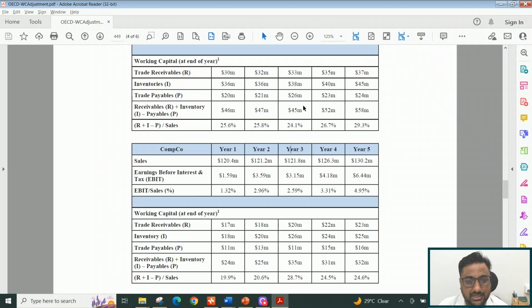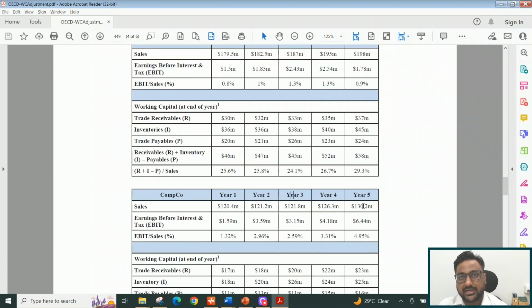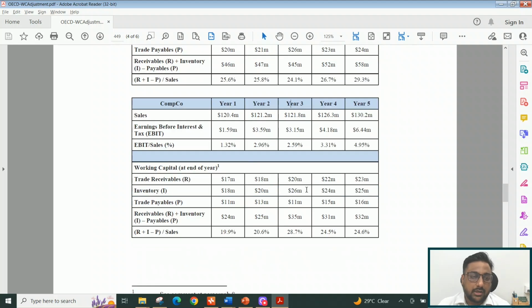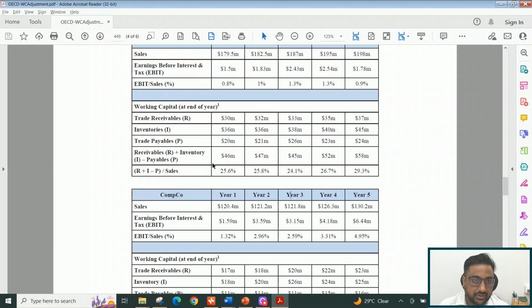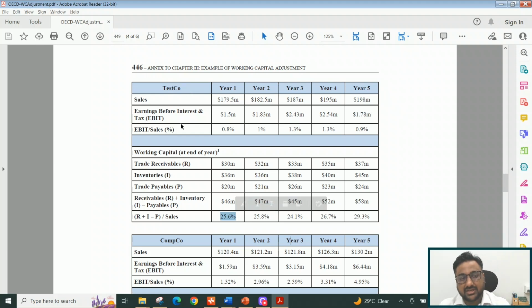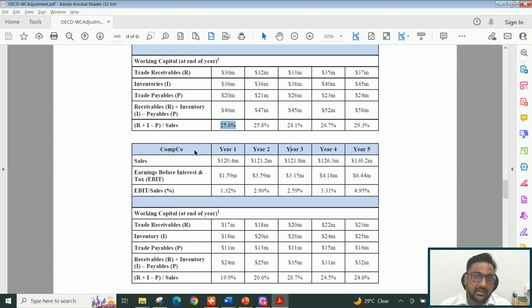Here we are just considering 3 years, we are not going to 5 years because the Indian TP provisions do not provide for going beyond 3 years. Here the comparable company may be the same, they have done R plus I minus P divided by sales. This is the ratio of working capital to sales they have got for the comparable entity. Now if you compare this, it is 25.6%, which is higher. So the tested company's ratio is quite a bit higher than the comparable company's.